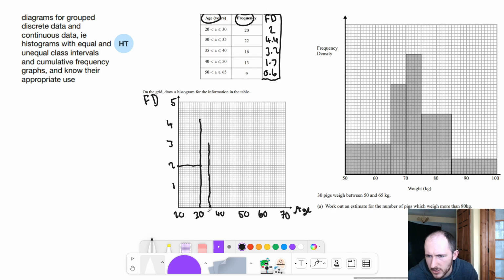And if you notice, I'm actually drawing it coming off the previous bar. 35 to 40 all the way up to 3.2. You see the look of concentration on my face. 40 to 50 goes up to 1.7.